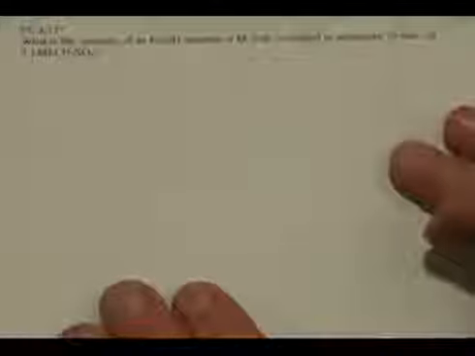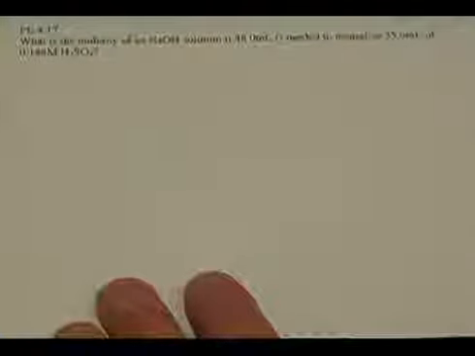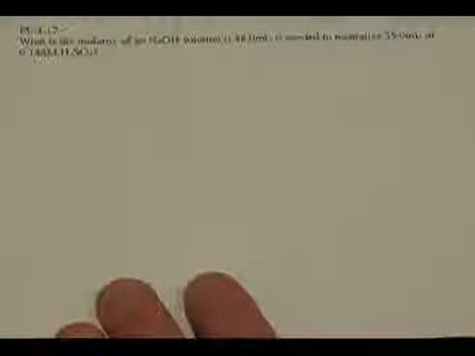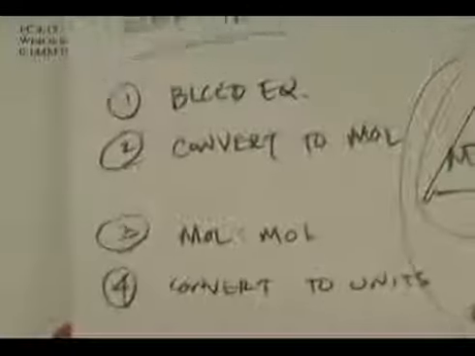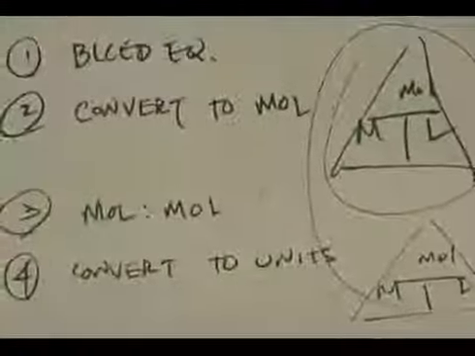All right, last problem of the video cast, practice exercise 4.17. In this one it says, what is the molarity of an NaOH solution if 48 milliliters is needed to neutralize 35 milliliters of 0.144 M H2SO4? Classic titration solution stoichiometry problem where we're going to follow all 4 steps. Balanced equation, convert to moles using the molarity triangle, mole to mole ratio, convert to units.